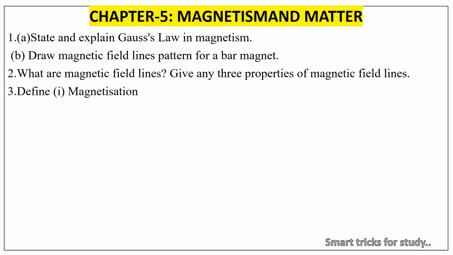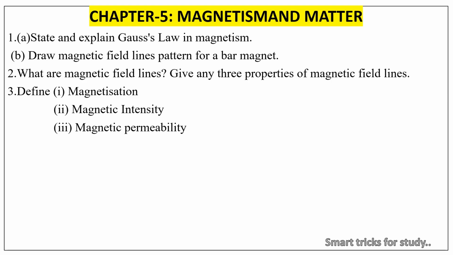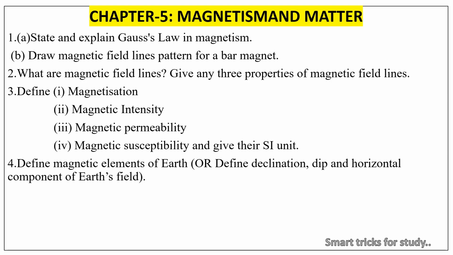3. Define 1. Magnetization, 2. Magnetic intensity, 3. Magnetic permeability, 4. Magnetic susceptibility, and give their SI unit. 4. Define magnetic elements of Earth, or define declination, dip and horizontal component of Earth's field.